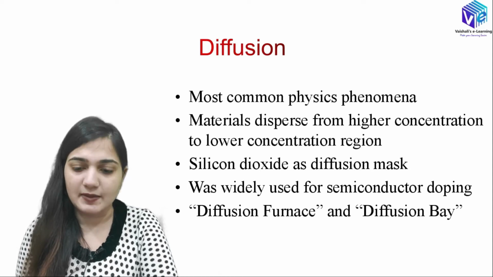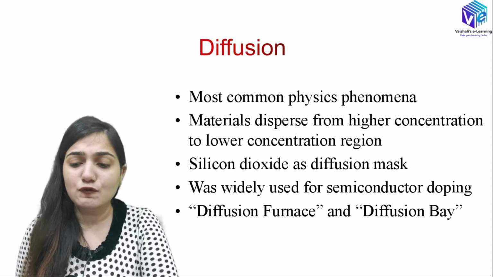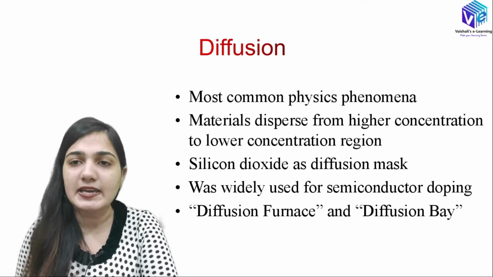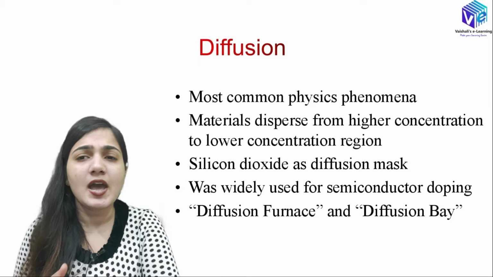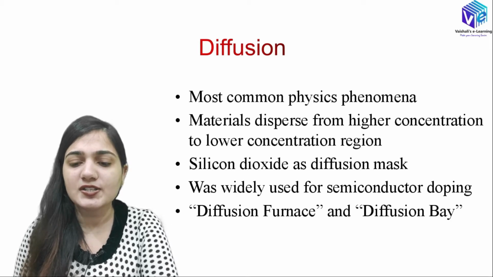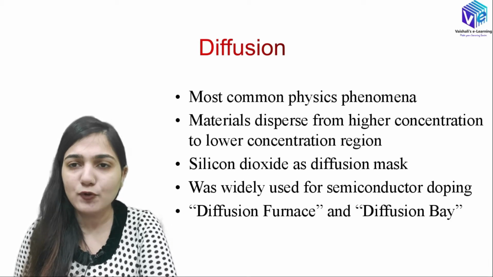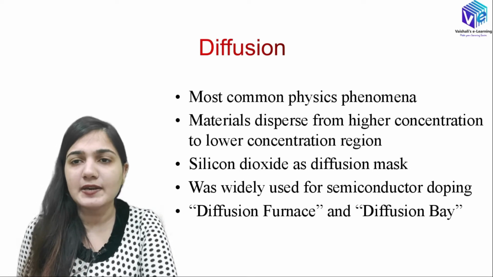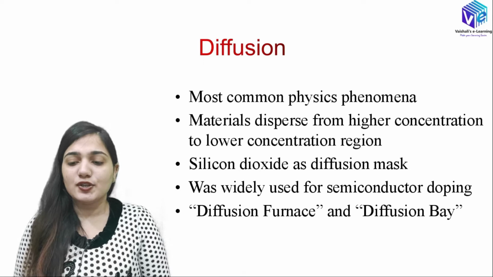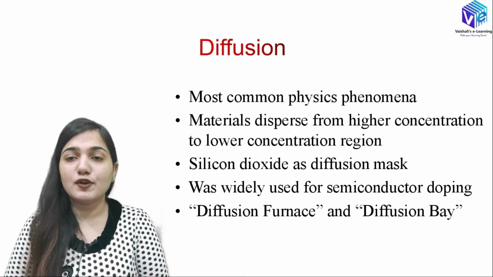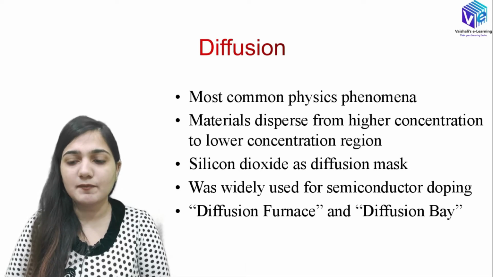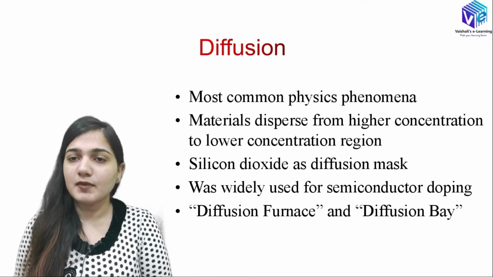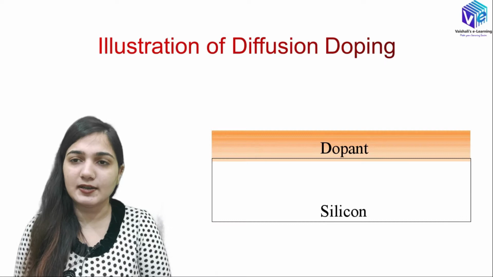Those are available. Diffusion was a widely used technique for semiconductor doping, but now it is replaced by the ion implantation technique due to various disadvantages or limitations associated with it. I am going to discuss the various disadvantages, why we switched to ion implantation. After that, in upcoming videos we will discuss the diffusion furnace as well as the diffusion bay, with the help of which I can make this process happen in the real world.